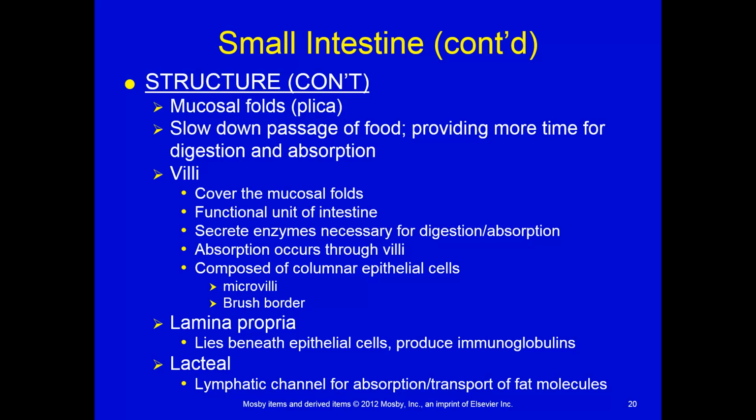There are also a couple other structures in the small intestine that I want you to be familiar with. First thing is the lamina propria. This lies beneath these epithelial cells, and there's a picture on the next slide. But it lies beneath the epithelial cells, and they're responsible for producing immunoglobulins. Again, why is that important? Why are we so concerned with the immunity of the bowel, of the GI system? Why is there a whole structure devoted to it in the small intestine? What do you think?